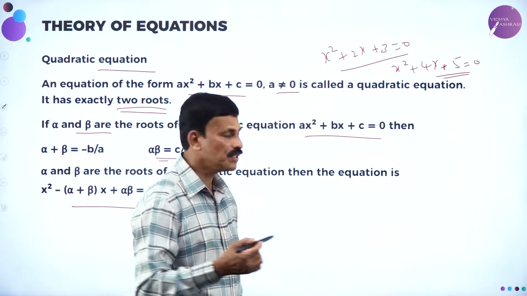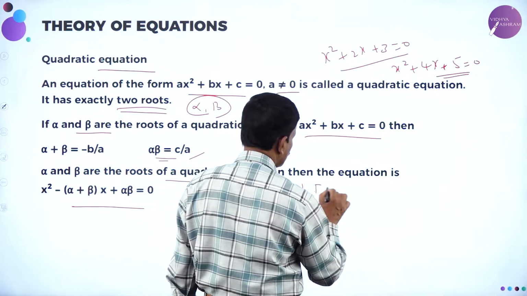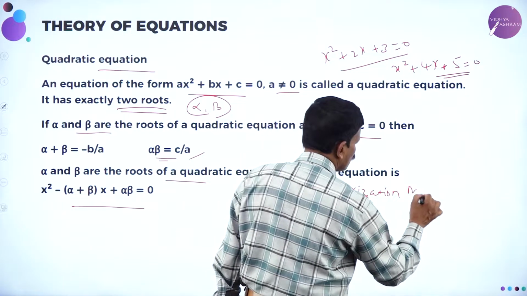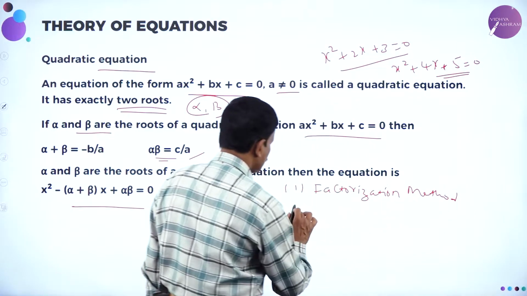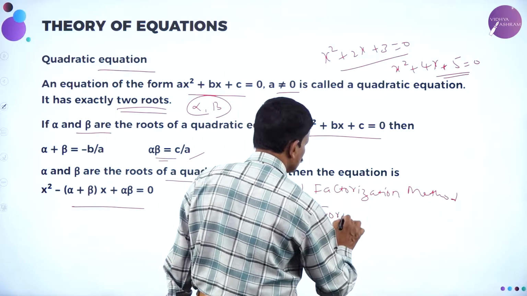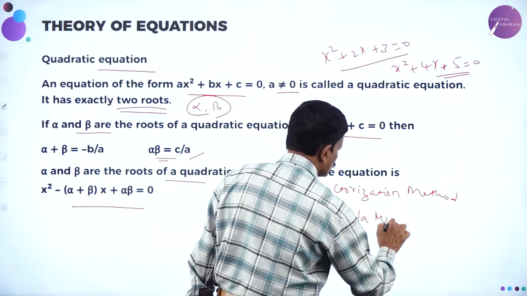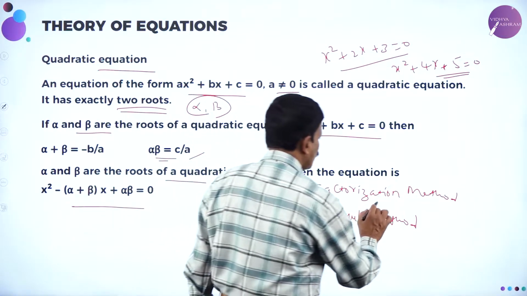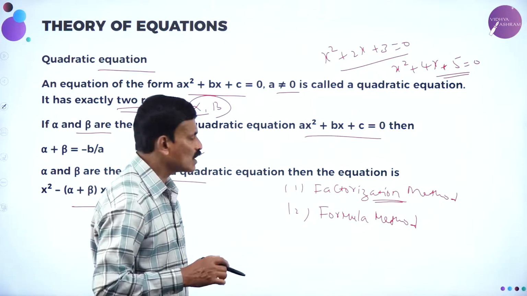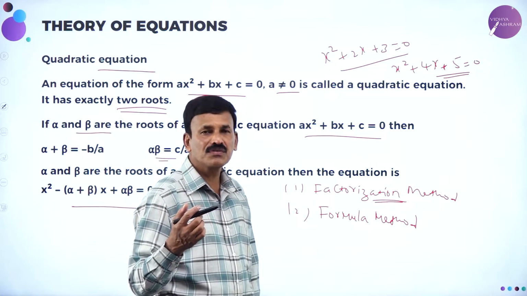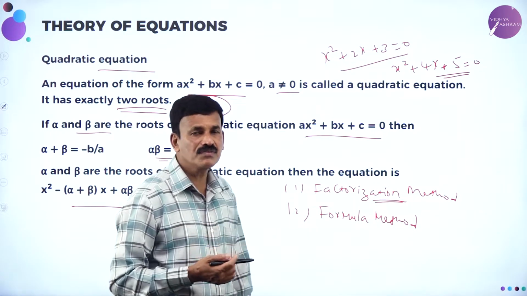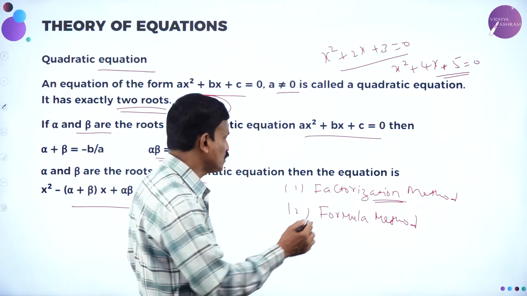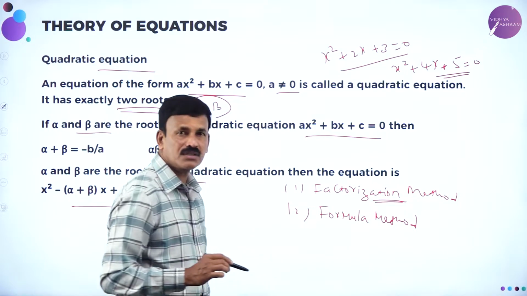Now, a quadratic equation is solved in two methods. One is the factorization method, another is the formula method. In the factorization method, we use factors to find the roots. Just by cross multiplying, we find the factors, and taking the common factor, we get the roots. Whereas in the formula method, you are familiar with solving this type of problem.